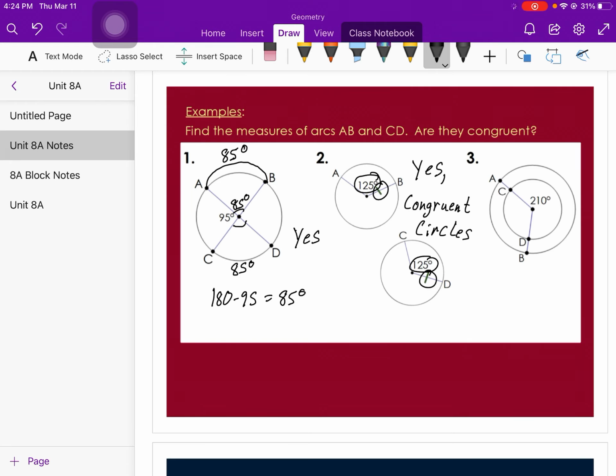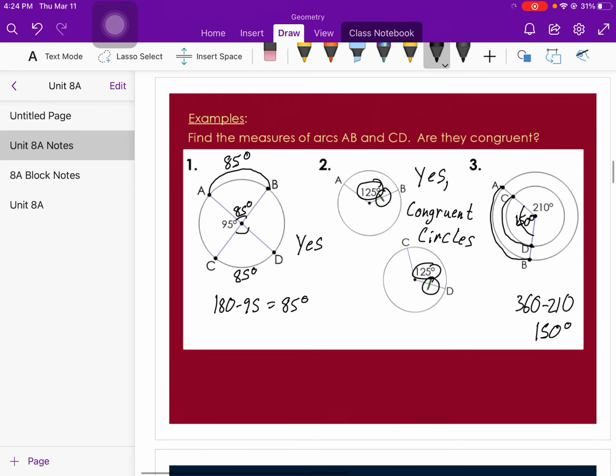The last part, we are looking at this outer section is 210, but we want this section here. So what we're going to do is 360 minus 210, which gives us 150. Now both of these arcs from C to D and from A to B are 150 degrees, but they are not going to be congruent because the circles are not congruent. So we are going to say no for this one, because the circles aren't congruent. These are concentric circles, not congruent circles.